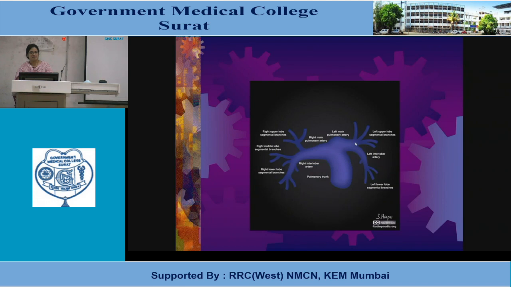Left pulmonary artery giving rise to left upper lobe segmental branches, left interlobar artery and the left lower lobe segmental branches. This is the right pulmonary artery. You can see the left pulmonary artery is higher. Right pulmonary artery leading to right upper lobe segmental branches, again the right interlobar artery, the right middle lobe segmental branches and right lower lobe segmental branches.